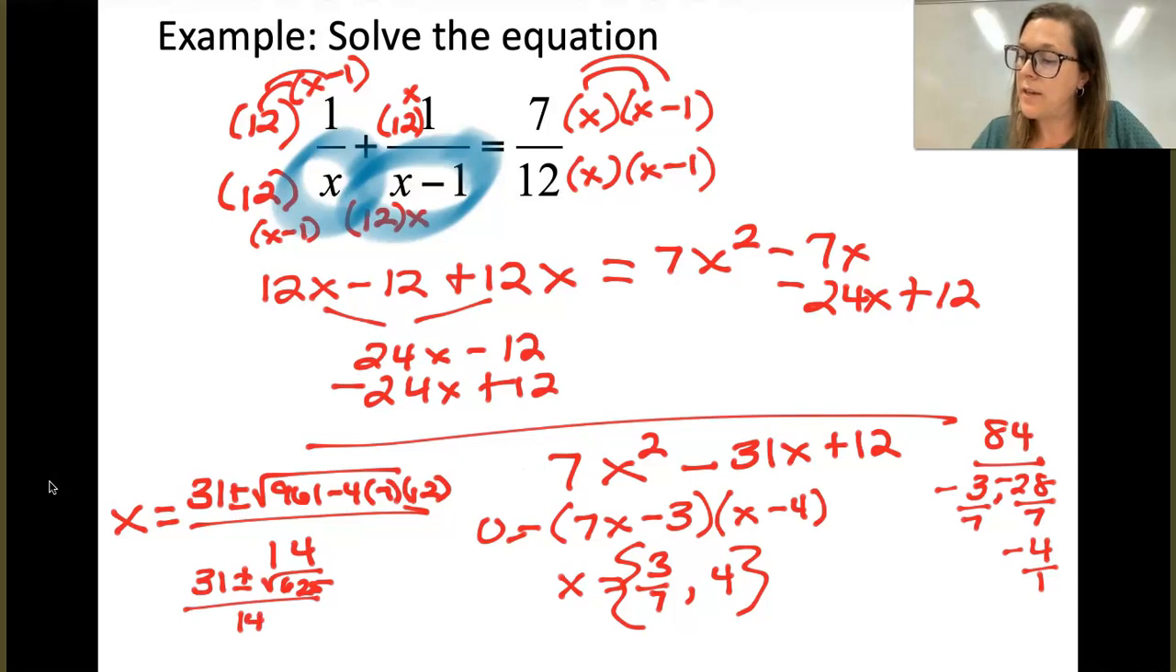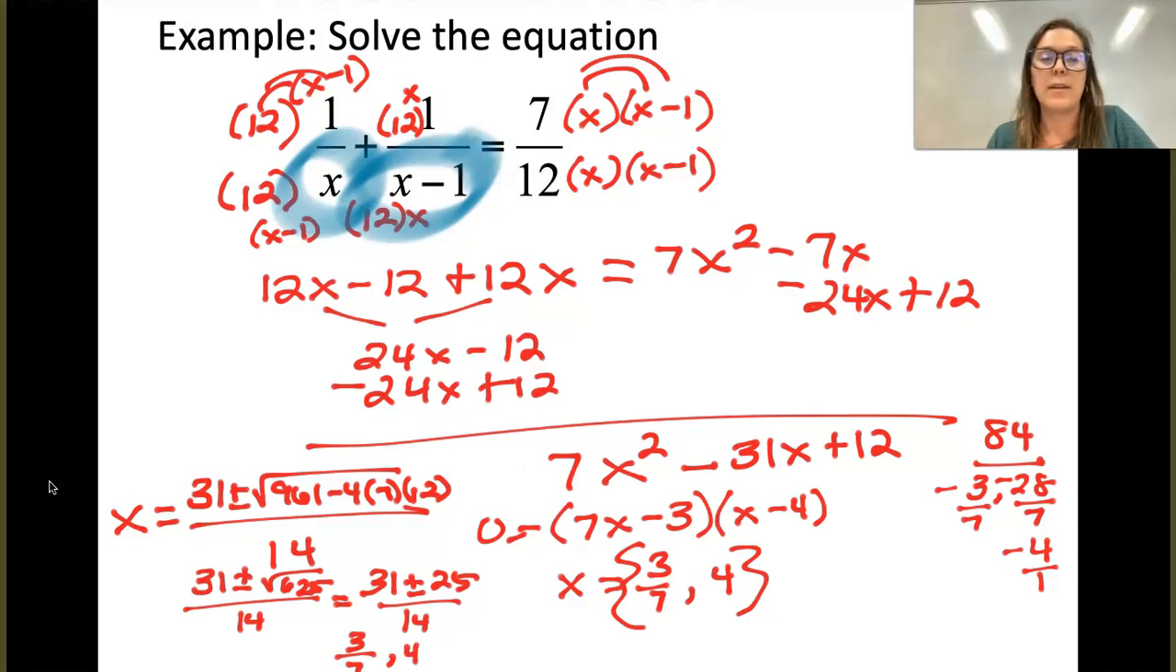14, which is 25, so 31 plus or minus 25 over 14. 31 minus 25 is 6. 6 over 14 gets you the 3/7. 31 plus 25 gets you 56, divided by 14 gets you 4. Right, so I got both answers, both methods.